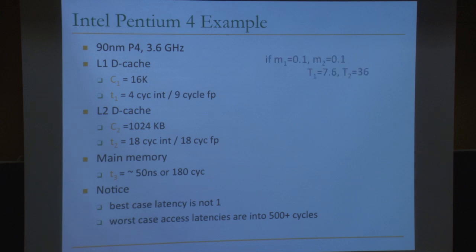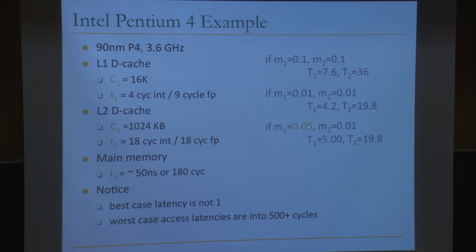So if you actually use that equation that I've shown you, these are some results you would get. If your miss rate at the first level is 10% and the second level is 10%, access latency at the first level is 7.6 cycles. If your miss rate is only 1% at each level, access latency at the first level is 4.2 cycles. So you'd like to reduce your miss rate.